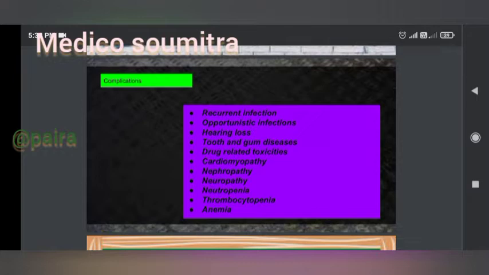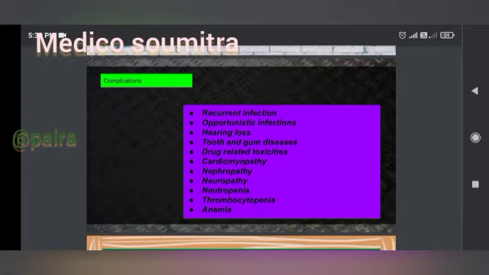Next, the child may lose hearing, and have tooth and gum diseases and drug related toxicity. For treating AIDS, if the doctor prescribes drugs to the child like zidovudine and it is used for a longer period of time, drug toxicity can be seen in the child.